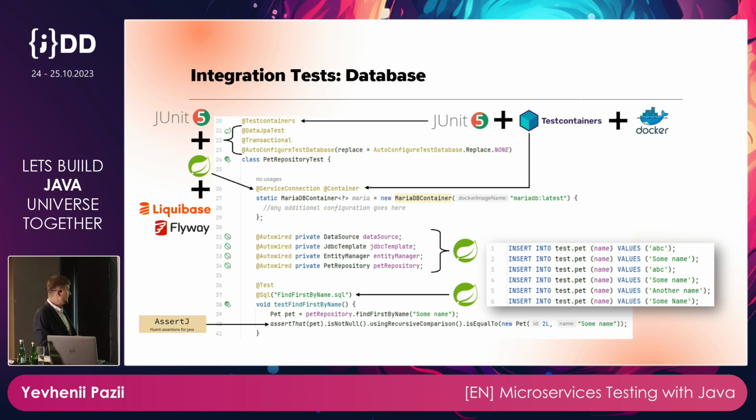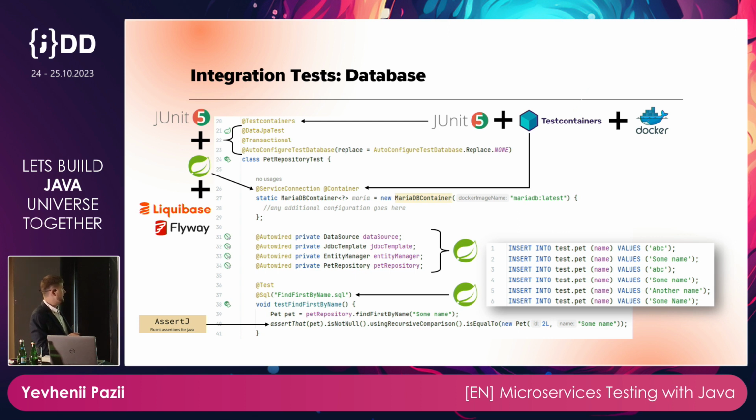What it does is create this container running with Docker, taking any random unoccupied port on the host OS so we can connect to that database later on. We can add any configurations, but right now I don't need anything.